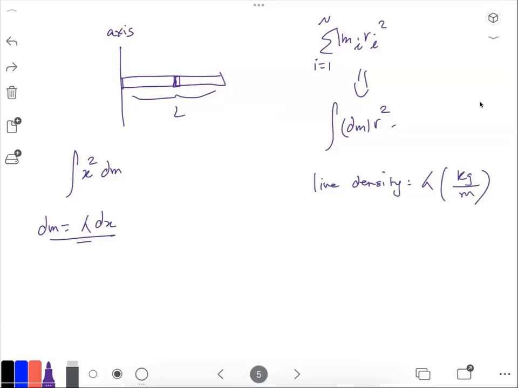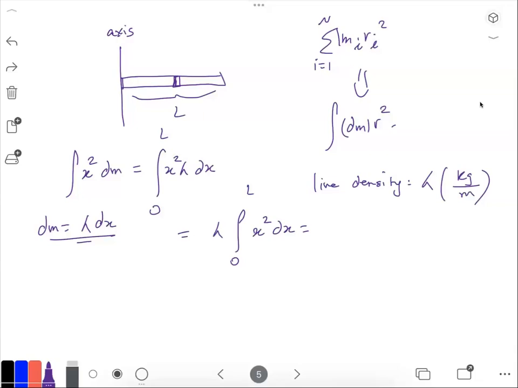We can plug this into our integral to get the integral of x squared lambda dx. Since now we know what x is, we can put in appropriate bounds. This is from 0 to L. And now this is an easy integral to evaluate. We have lambda times the integral from 0 to L of x squared dx.